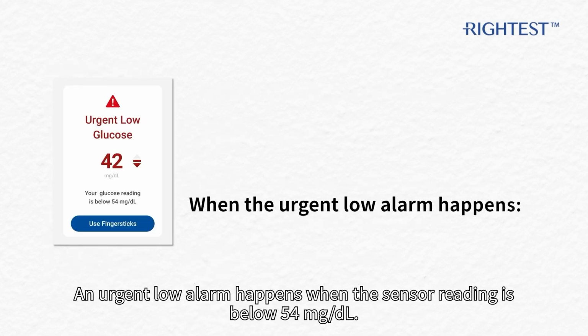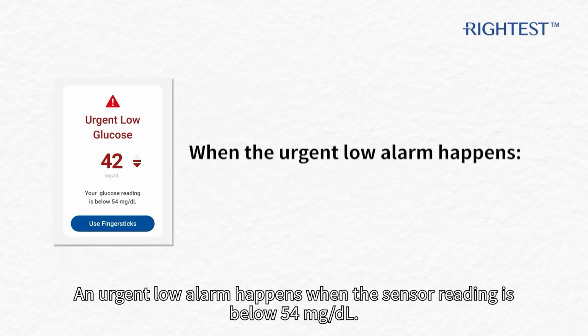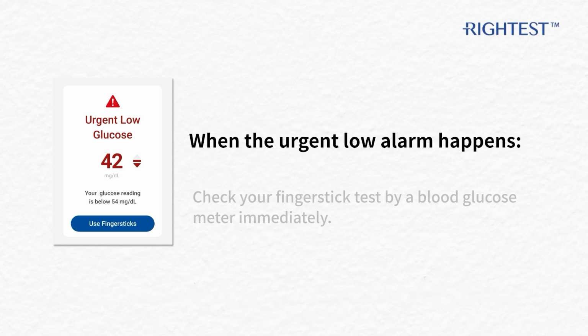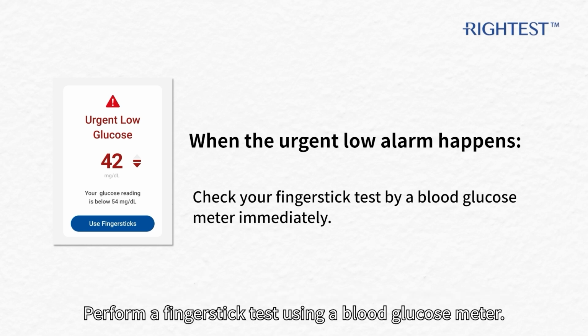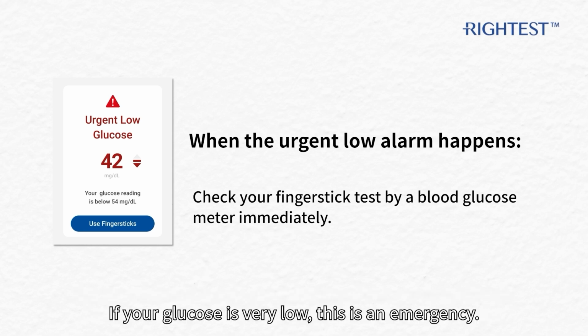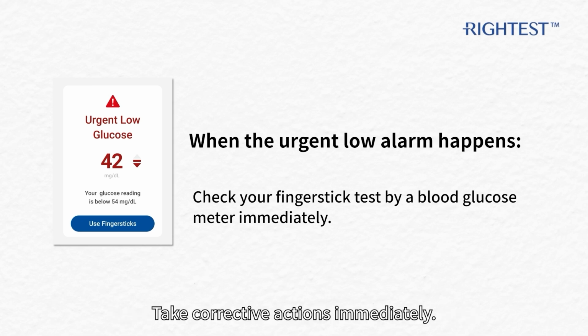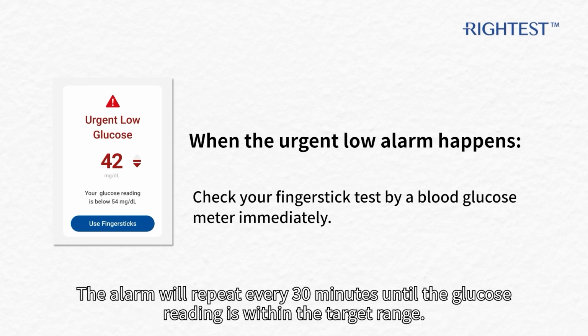An urgent low alarm happens when the sensor reading is below 54 mg per deciliter. Perform a fingerstick test using a blood glucose meter. If your glucose is very low, this is an emergency. Take corrective actions immediately. The alarm will repeat every 30 minutes until the glucose reading is within the target range.